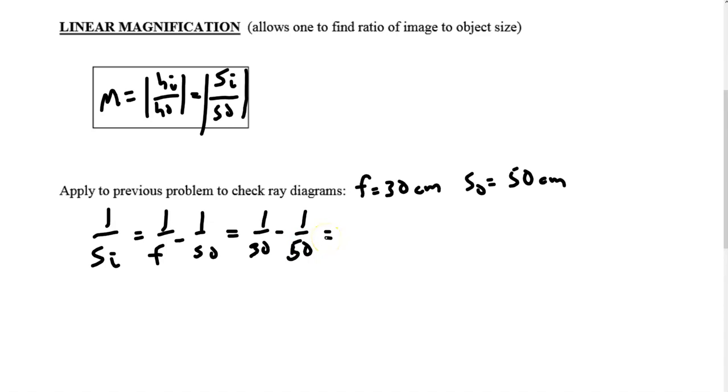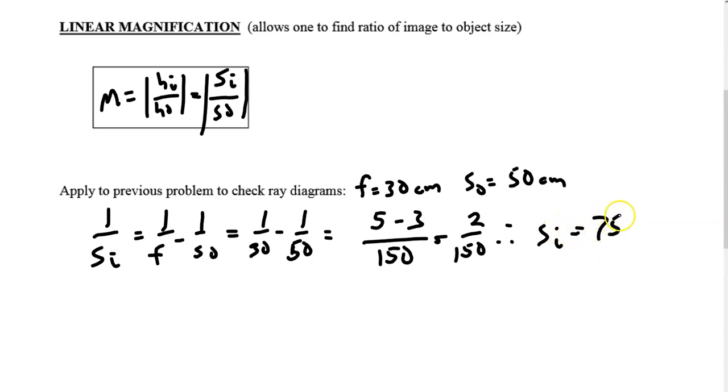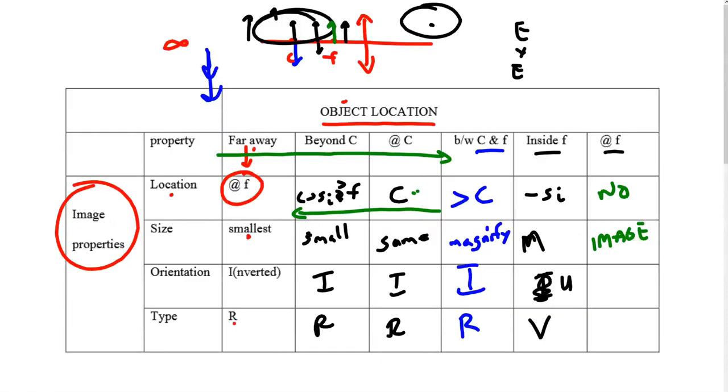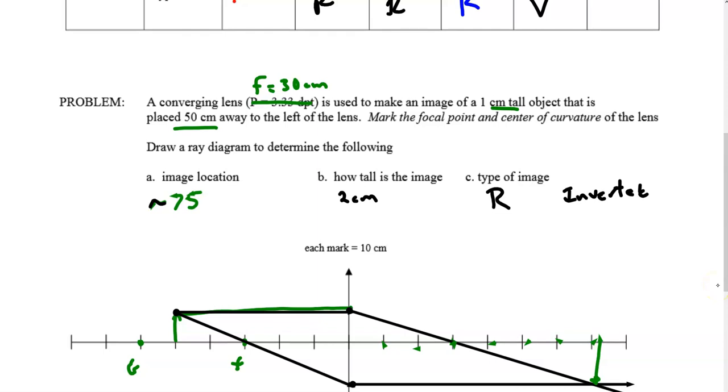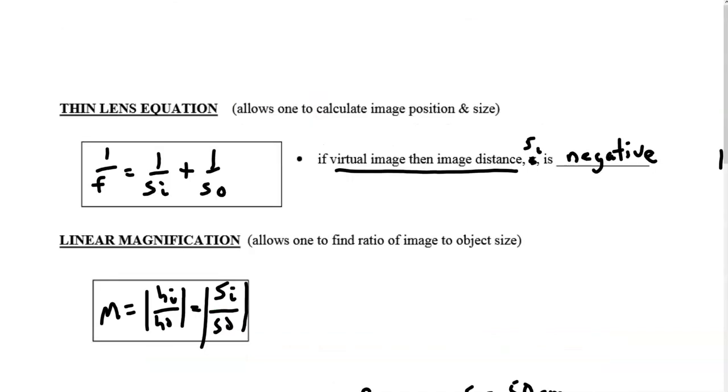All right, a common denominator would be 150, so this would be 5 over 150 minus 3 over 150. Hopefully you can do that yourself. That's 2 over 150. Therefore s_i, if I take the reciprocal, is going to be 75 centimeters. If I go back to the previous one, I said it was around 75, right? It was between 70 and 80. You might argue closer to 72, but my rays weren't perfect. So that's nice. We got verification there.